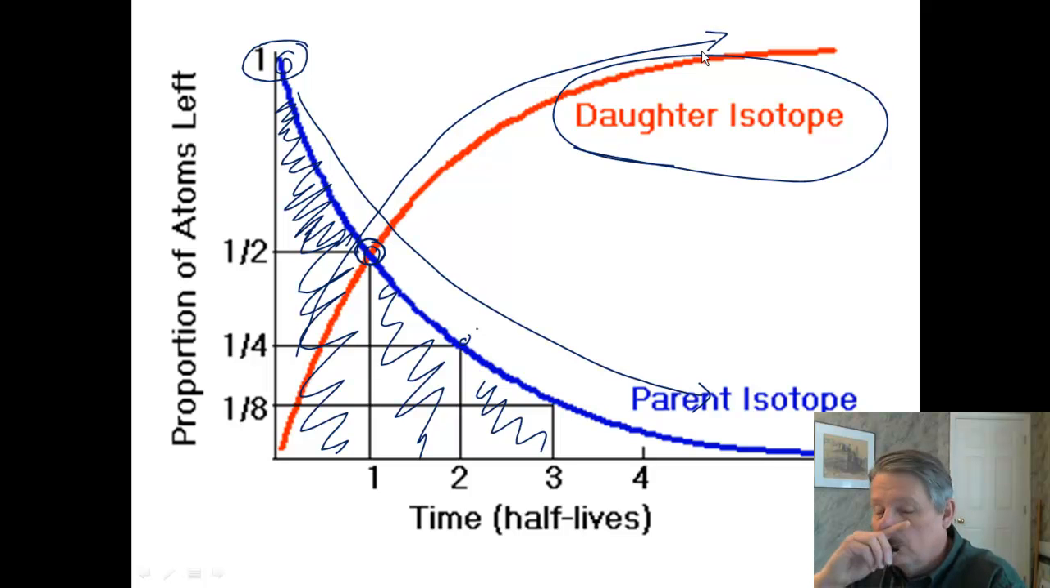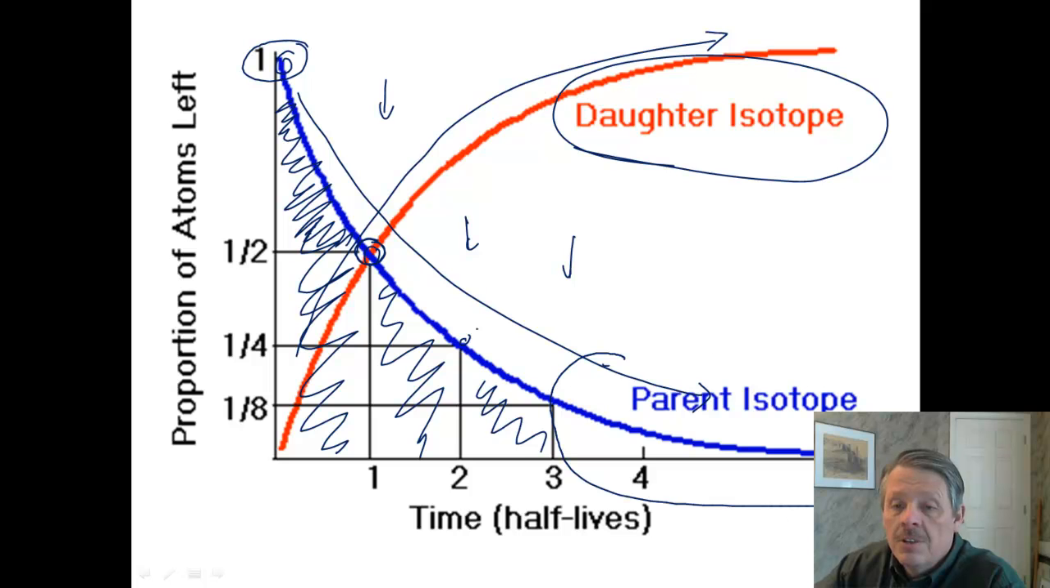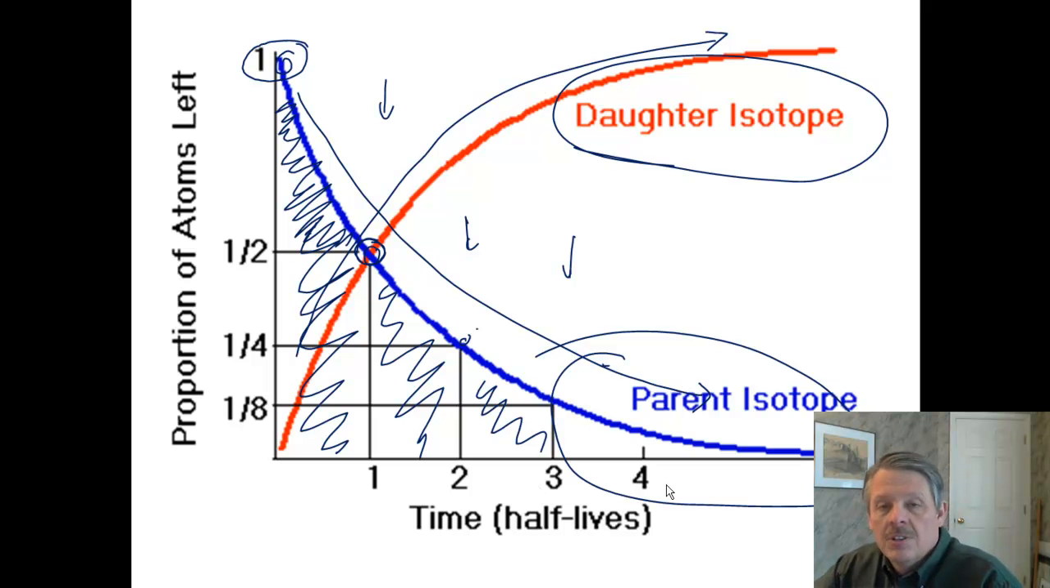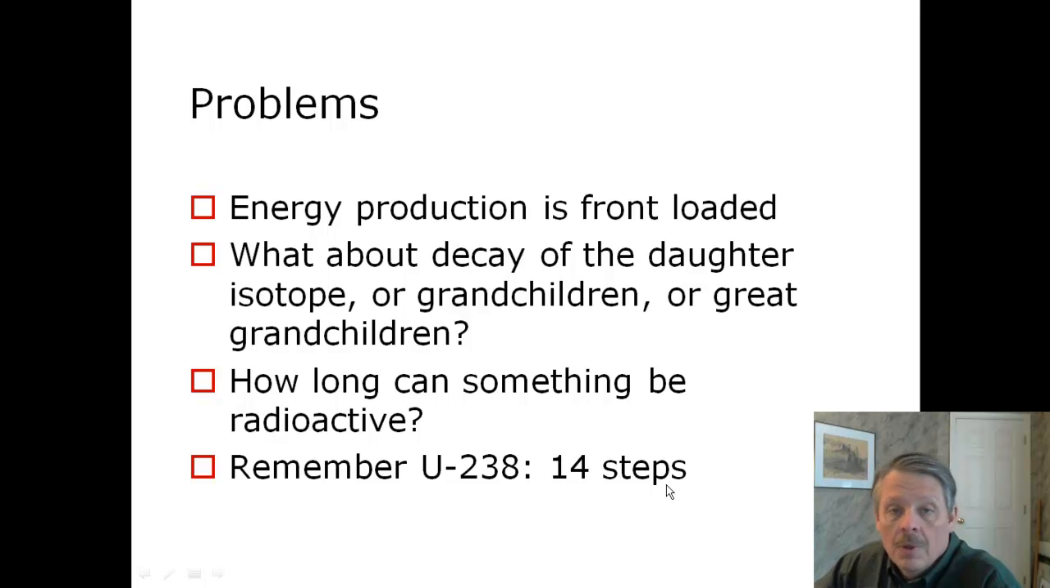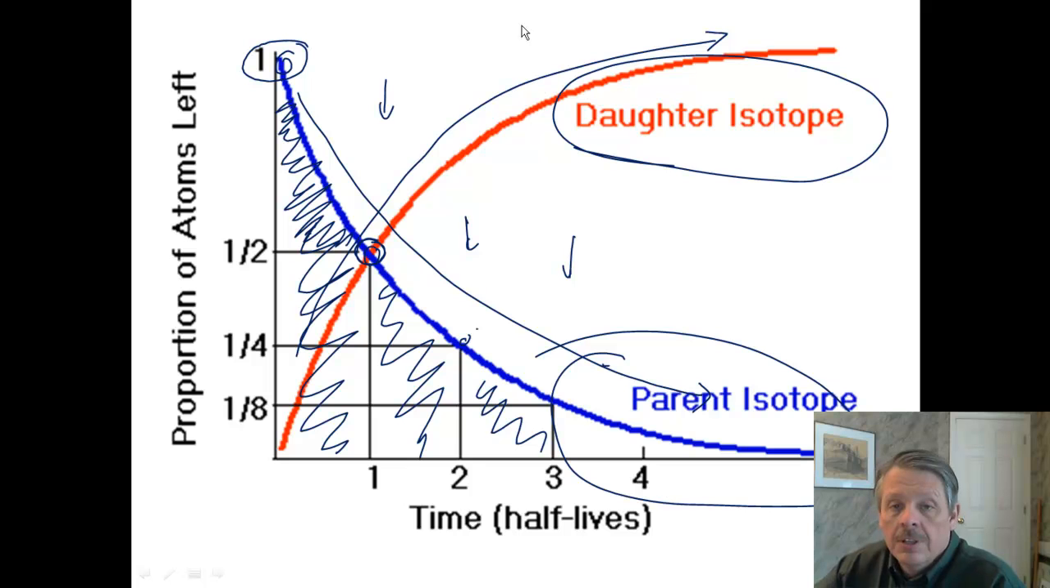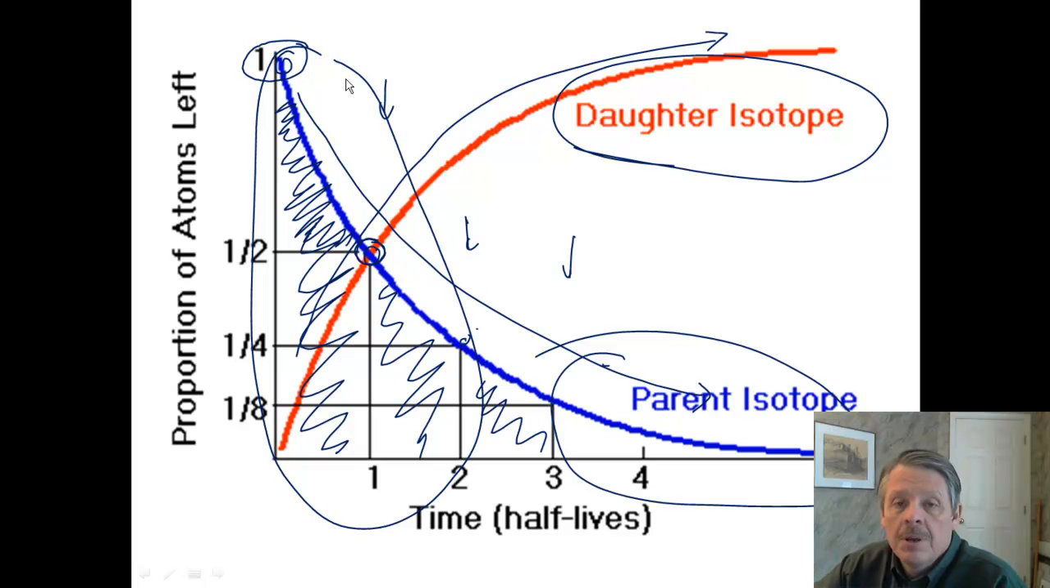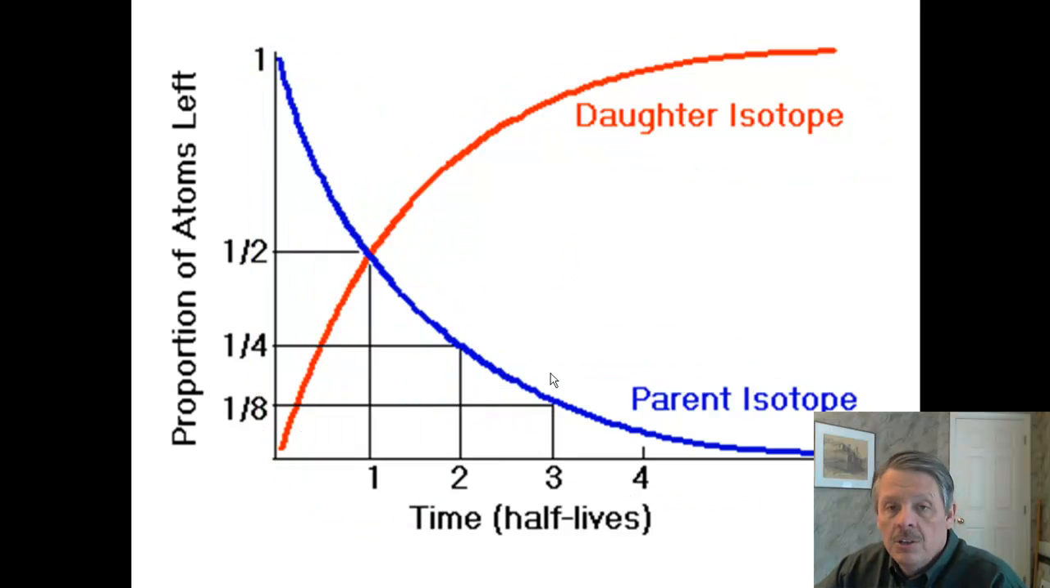Right? So when do you stop using this? Do you stop it here? Or do you stop it after 2 half-lives or 3 half-lives? And then this stuff is still going to decay all the way out here for years, thousands of years. So what do you do with the stuff as it's still decaying out there? So one problem is that energy production is front-loaded. Look at this and you see that the massive major part of your energy is up here. And then after that, you get very little.